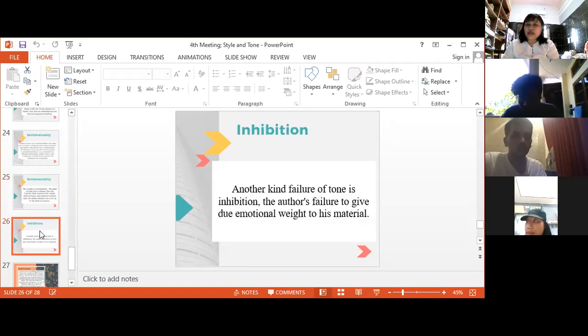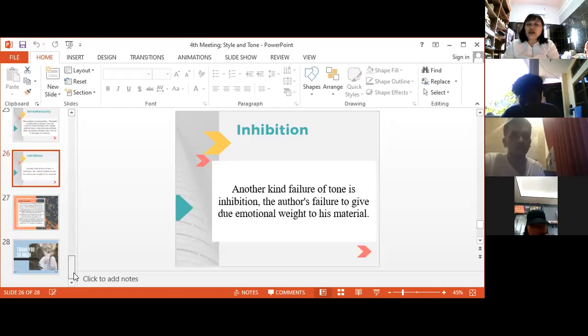Inhibition. Another kind of failure of tone is inhibition. The author fails to give due emotional weight to his material. Inhibition ya larangan, ya sebuah kekeliruan yang dilakukan oleh pengarang. Itu juga pengarang terlalu mencampurkan emosinya ke dalam karyanya. Makanya itu disebut sebuah kegagalan.